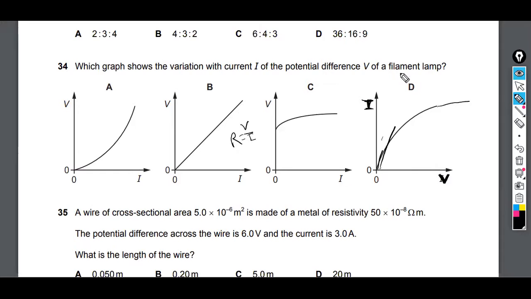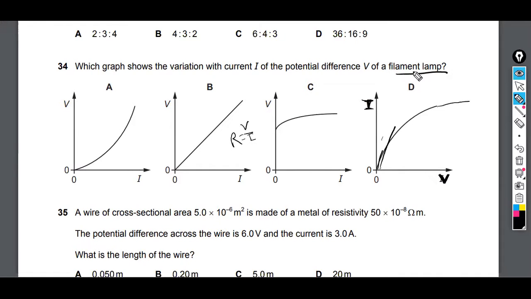And the reason why is because of what a filament lamp does. It's designed to get hot and glow. And so the energy doesn't go into current, but into heating it up. Okay, and so it stops obeying Ohm's law out here. No longer are the voltage and current proportional.